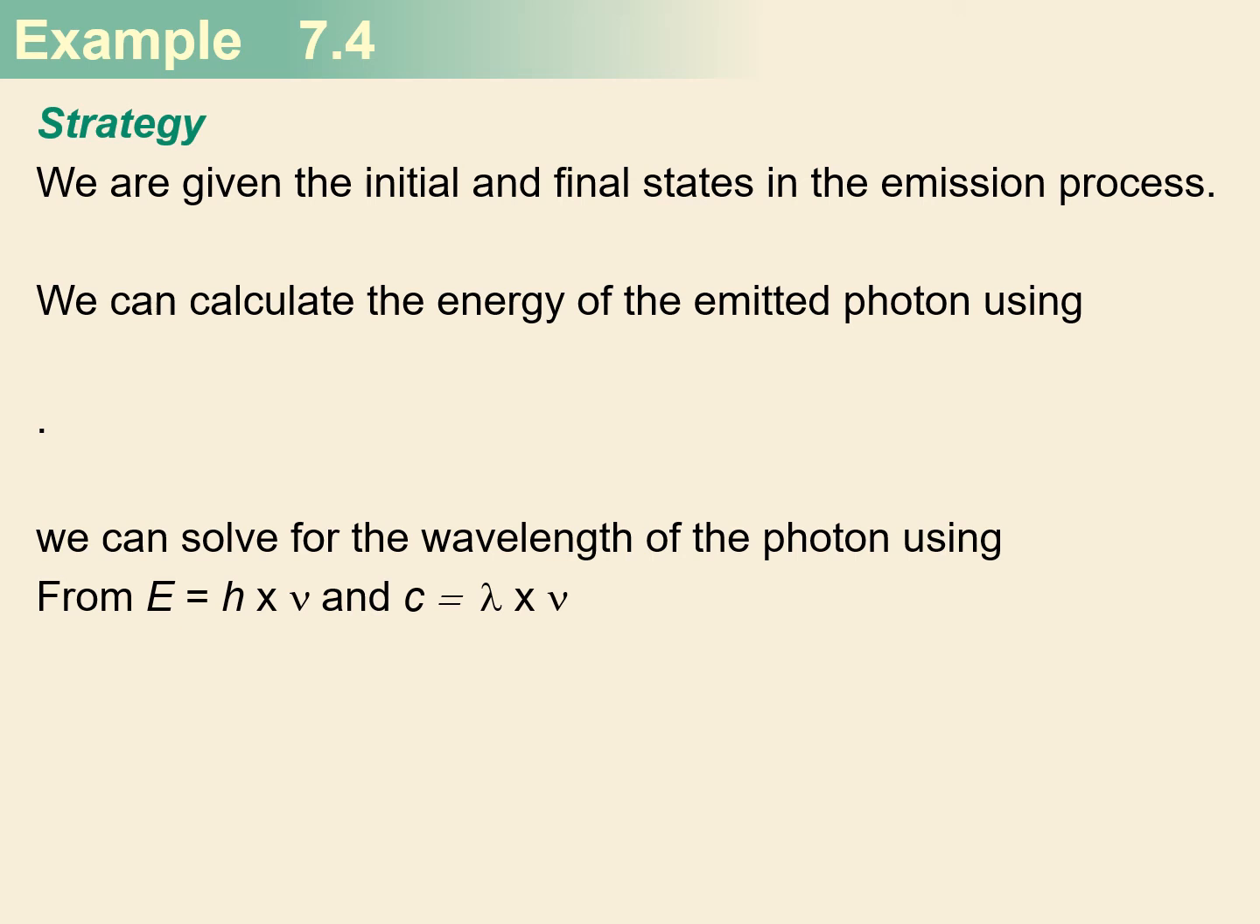In terms of tackling this problem, we've actually been asked for wavelength. But notice that the first thing that we can actually do, given the problem itself, is that we can calculate the energy of the emitted photon using this formula. Once we have gotten at the delta E, we can then solve for the wavelength of the photon using the fact that E equals Planck's constant times frequency, and the fact that the speed of light equals lambda times frequency. This is going to involve a bit of rearrangement, but it's all quite doable, as you will see.